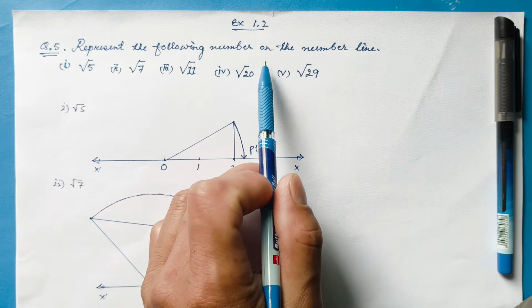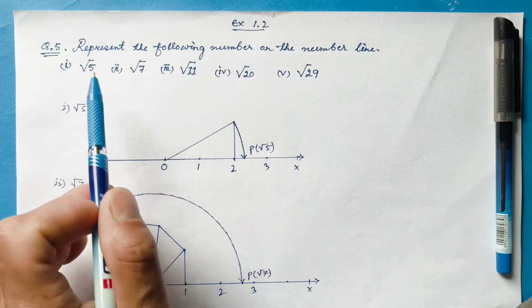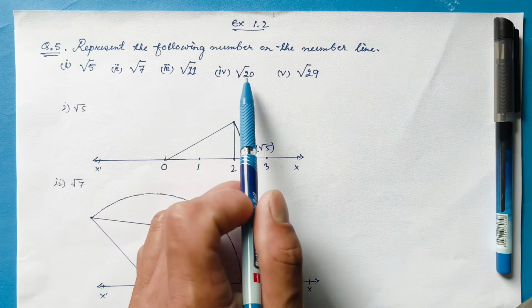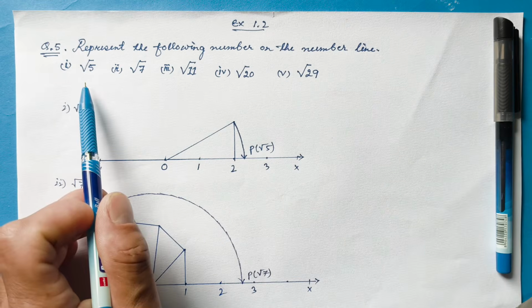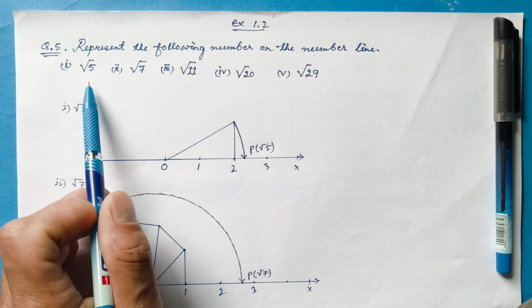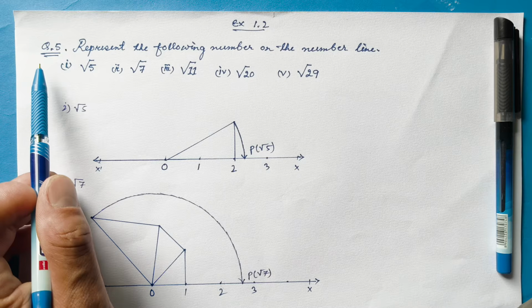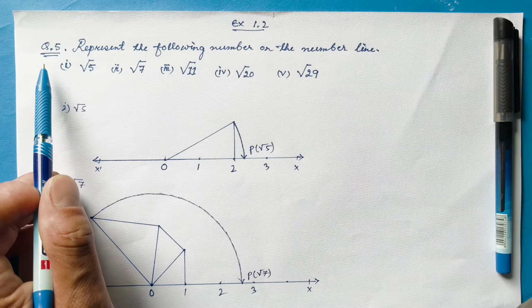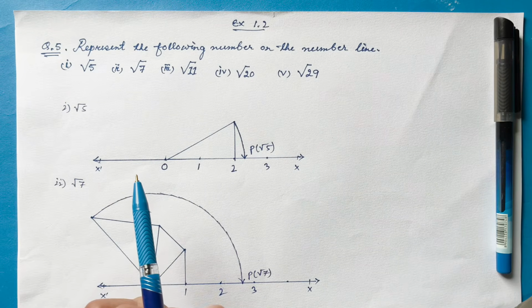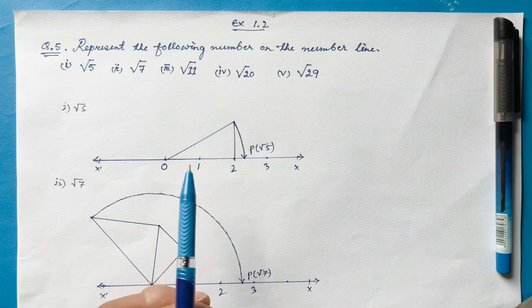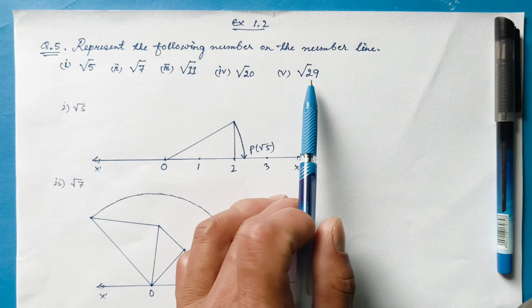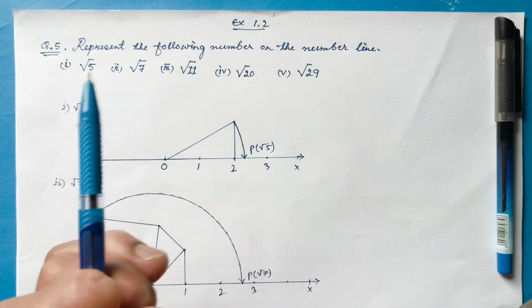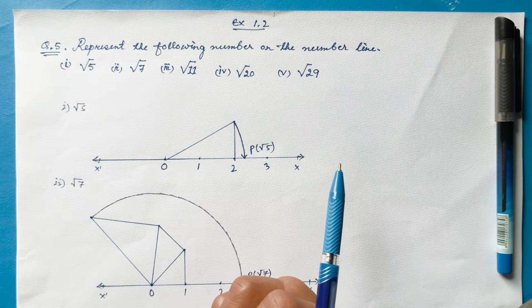Represent the following number on a number line. So this root 5, root 7, root 11, root 20, root 29, these all are what number? Irrational numbers. In question number 1, we have learned that all rational numbers as well as irrational numbers can be represented on a number line. So these irrational numbers we can represent on the number line. Now let us see how to represent irrational numbers on the number line.